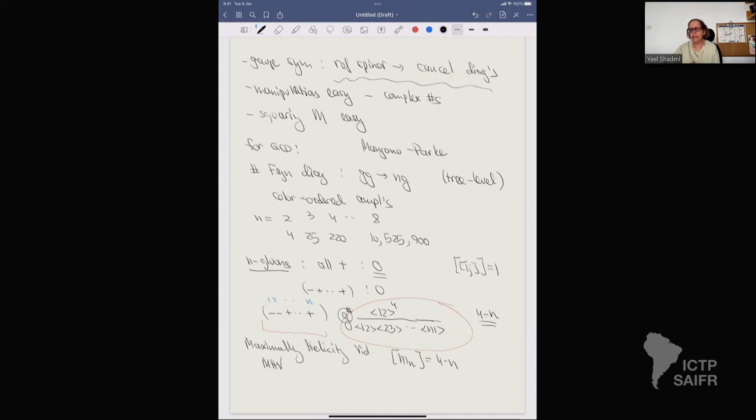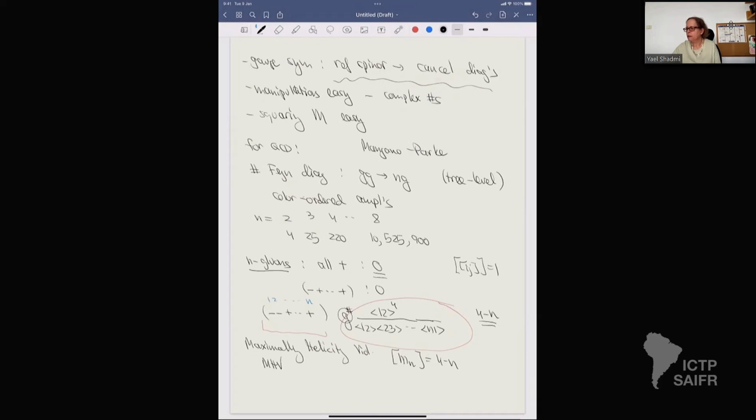Of course, if we had another scale in the problem, then we could have other structures that are allowed here. And actually, although this is an n-gluon amplitude, you'll see that, either today or tomorrow, you'll be able to show that this is indeed the correct expression for that. Okay.